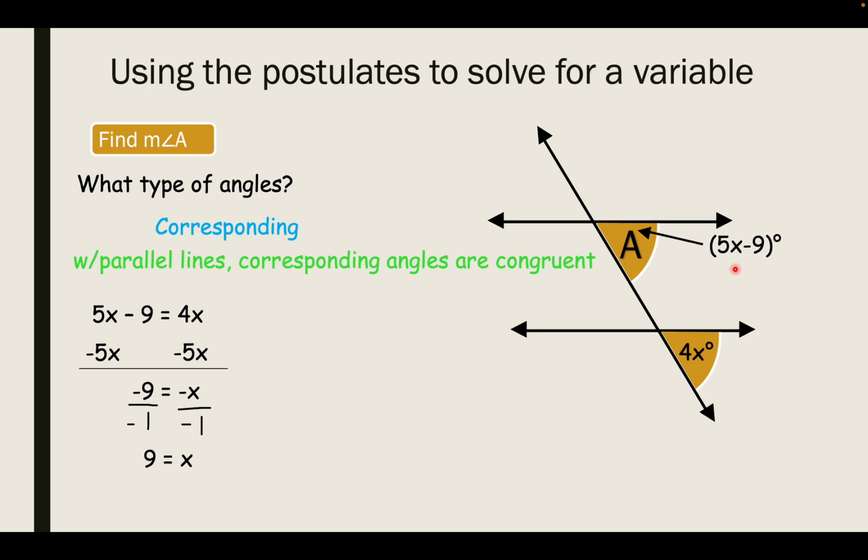Now, the measure of angle A was equal to 5x minus 9. So I'm going to replace the x with the 9 that we got, plug it in, and calculate it. 5 times 9 minus 9 would leave us with 36 degrees. So that means this angle is 36 degrees, as well as this angle down here.